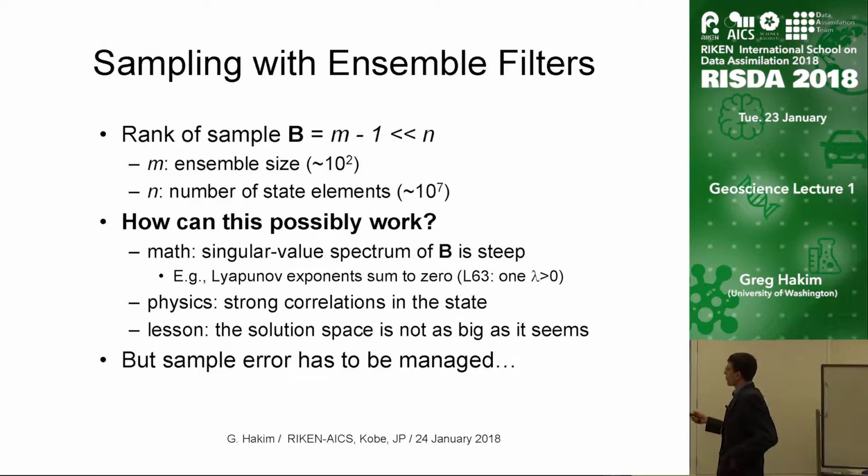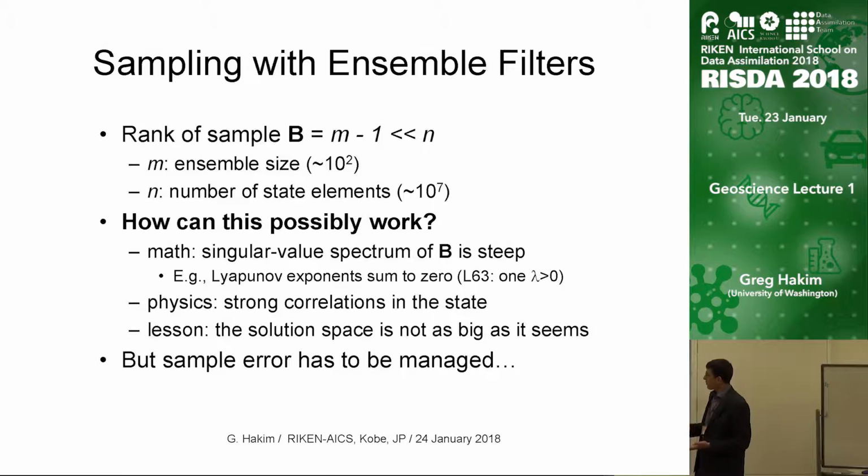Okay, so the rank of this sample is m-1, where m is the size of the ensemble. So we lose 1 degree of freedom to the mean. And this is very small compared to the number of state elements. So the number of state elements, like Eugenia said yesterday, is at least on the order of 10^7 for weather, climate, and ocean models. Whereas we're using ensembles of size roughly on order 100. So how can this possibly work? How can we estimate 10^7 degrees of freedom with 10^2 samples?